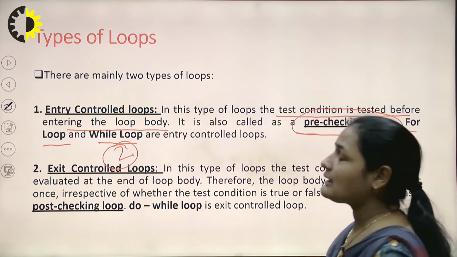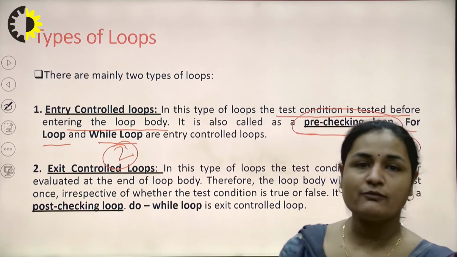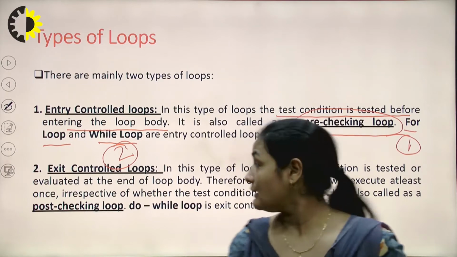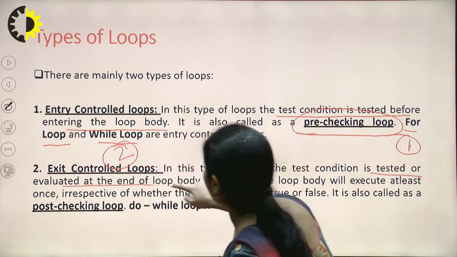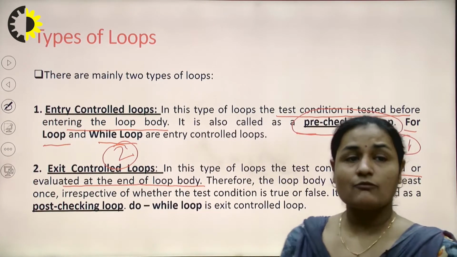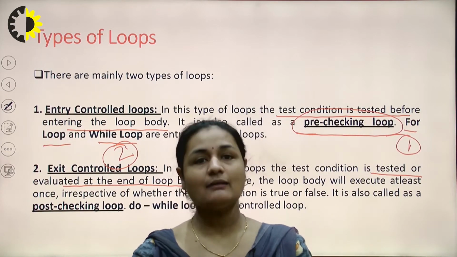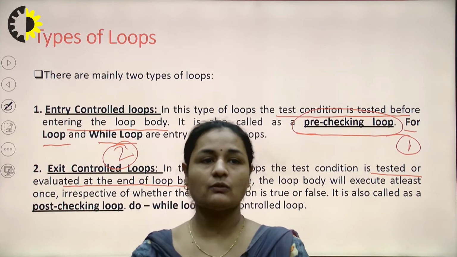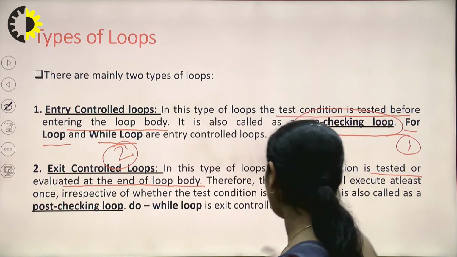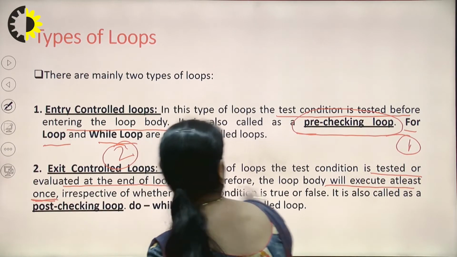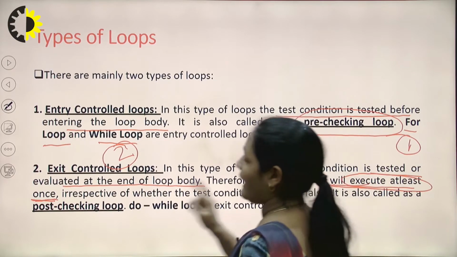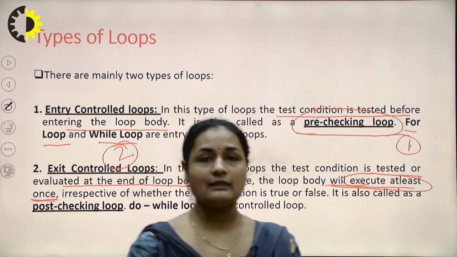The second category is exit control loops. In this type of loop, the test condition is tested or evaluated at the end of the loop body. Means when the loop is complete, then we check the condition. This is known as an exit control loop. Therefore, the loop body will execute at least once. This is the important line: in an exit control loop, the loop body is executed once.